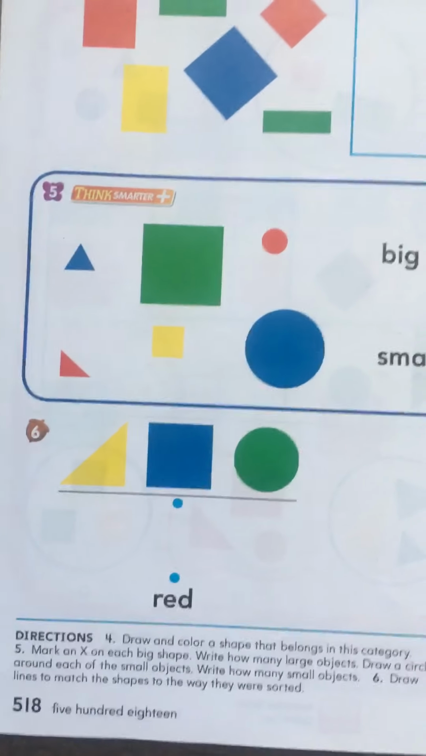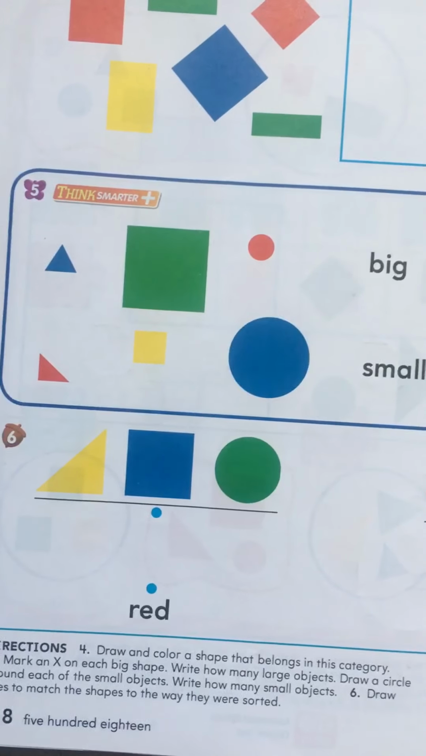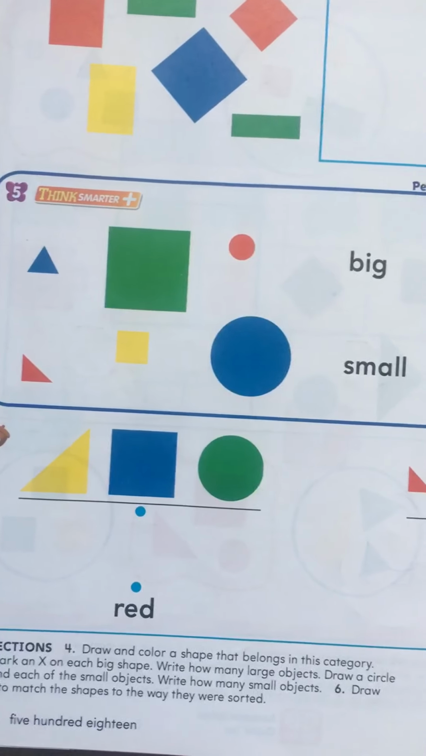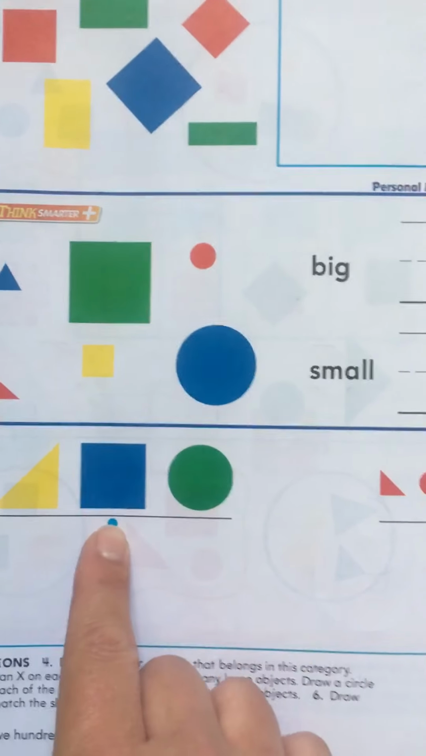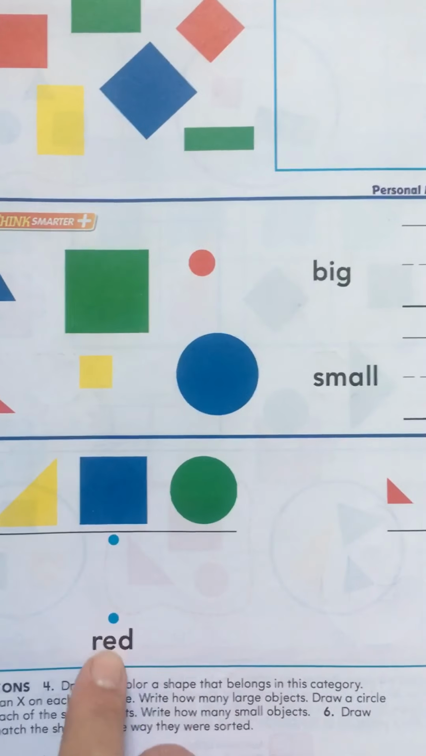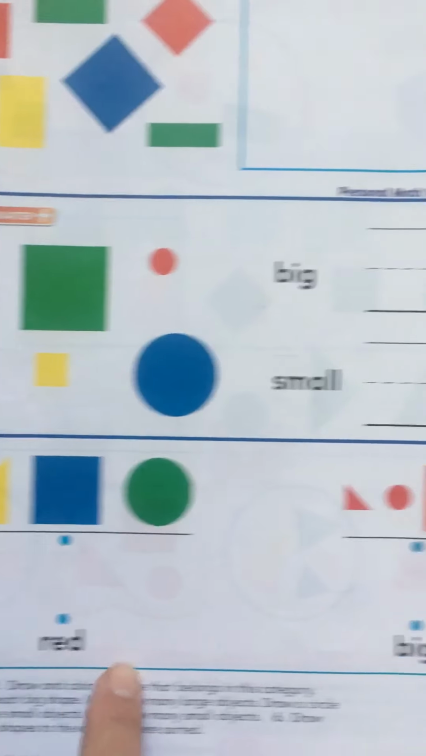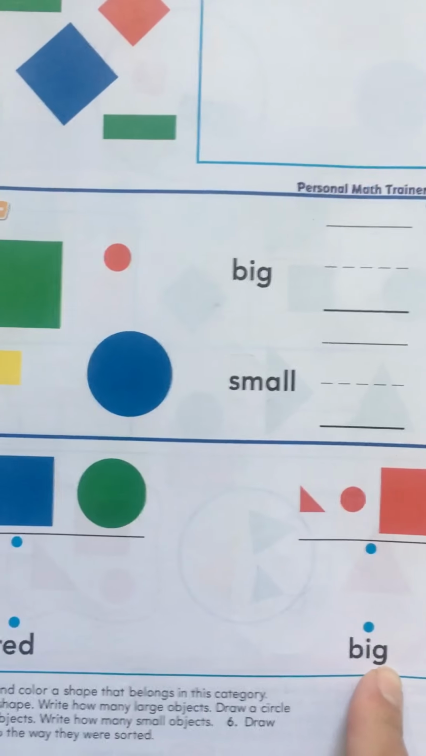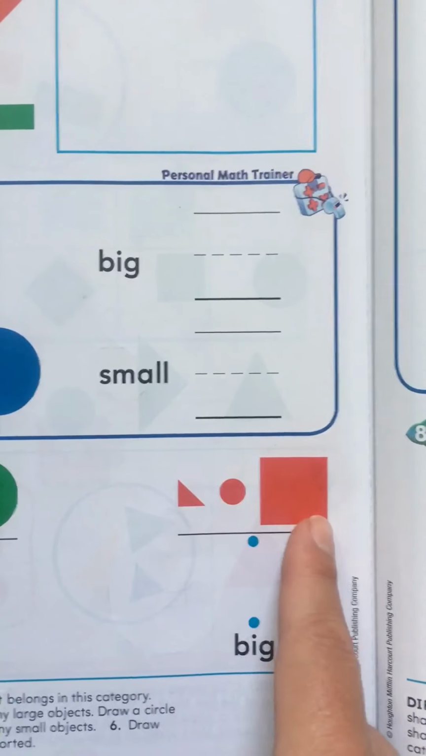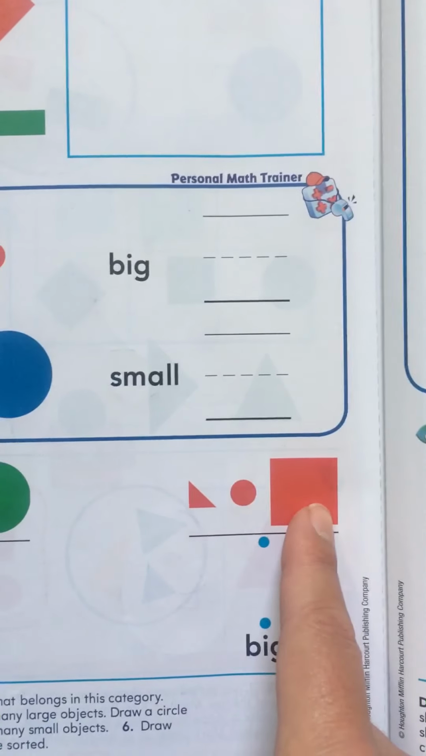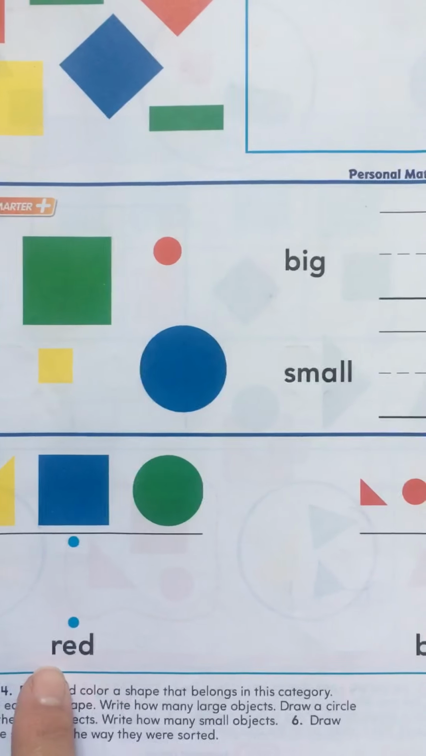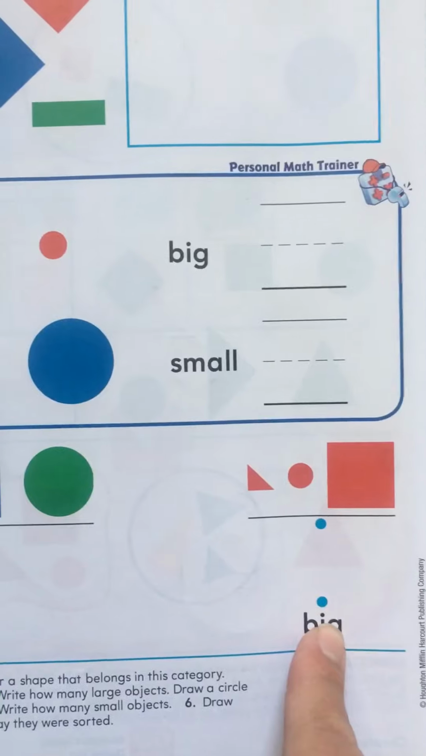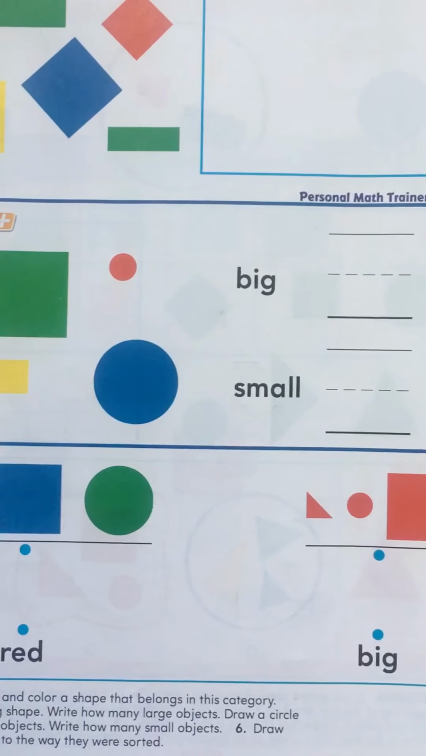Number 6. Number 6 says draw lines to match the shapes to the way they were sorted. So you're going to look at these shapes, and here's the blue dot, and you're going to draw a line to either this blue dot or this blue dot of how they were sorted. Then you're going to do the same with this category. Look at how these shapes were sorted and draw a line from this blue dot to either this blue dot or this blue dot, how they were sorted.